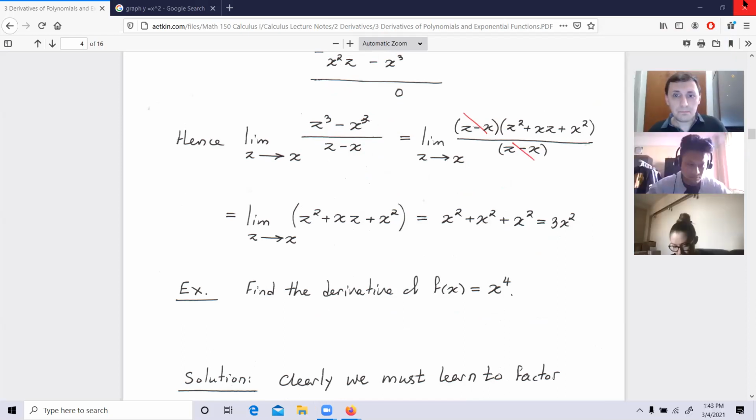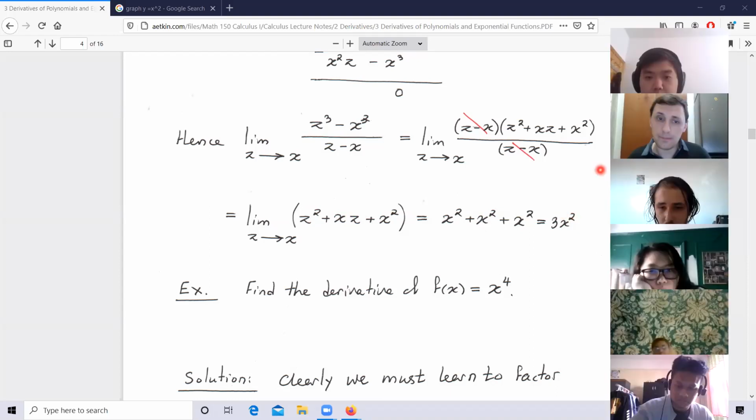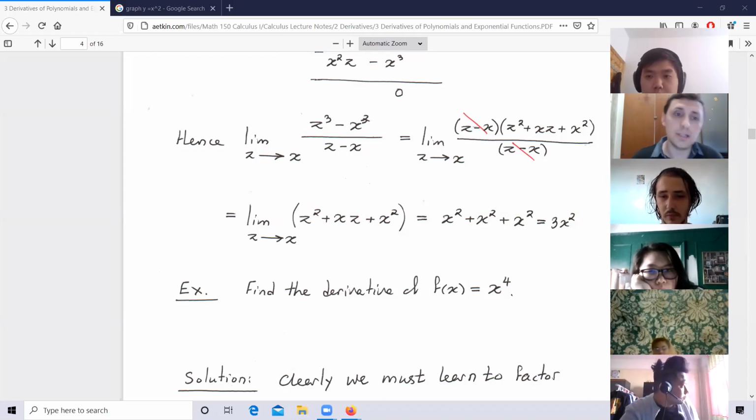So what happens is we factor out z minus x. We cross it out, and now we can push the limit as z goes to x. What happens here? Look at it. z squared becomes x squared. x times z becomes x squared and x squared. So we have x squared, x squared, x squared. Altogether, we have 3 of them. So the derivative of a cubic is 3x squared.